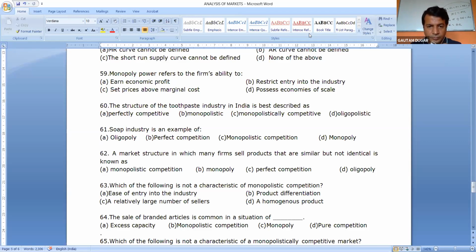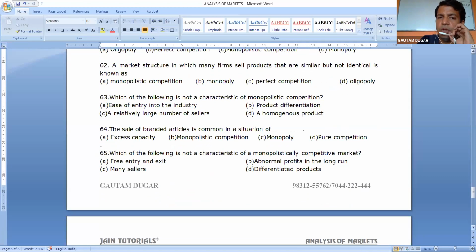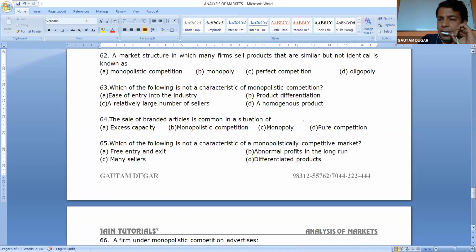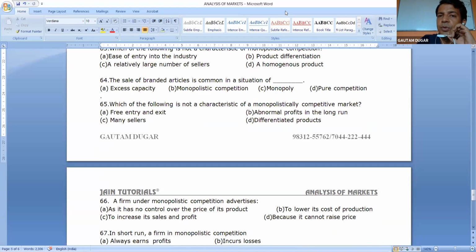63. The answer is D, that's correct by some of you. 63. Which of the following is not a characteristic of monopolistic competition? Homogeneous product is not a characteristic. Next, sale of branded articles is common in a situation of, obviously, monopolistic competition. 64 is B, monopolistic competition.